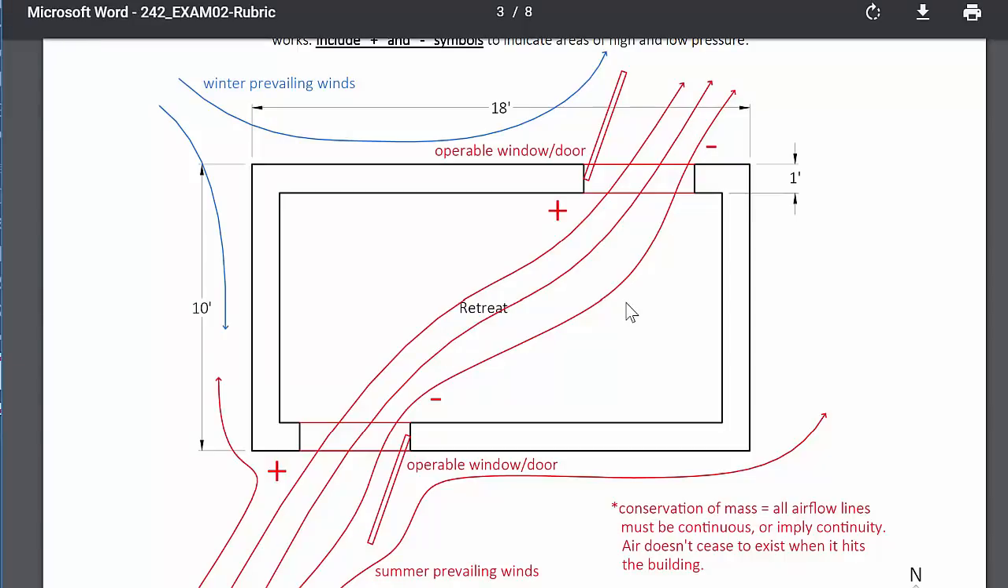moving through the building. Some people did put different types of fins. Some people put the window on this side with a fin in this direction. Those were all great answers.